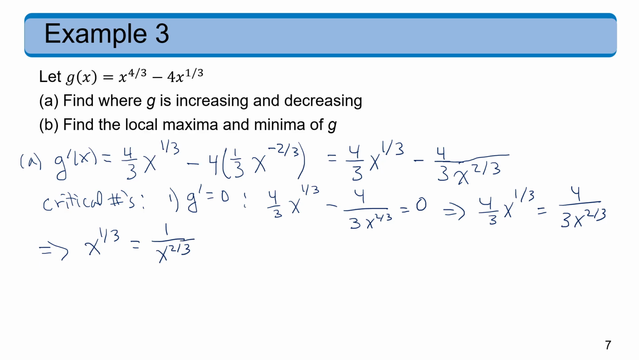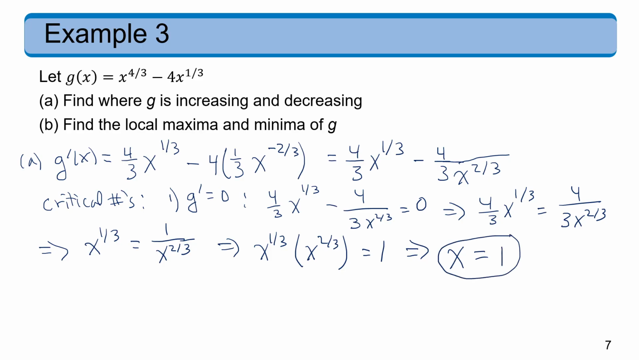Now I'm going to multiply both sides by x to the 2/3. So on the right, I'll have x to the 1/3 is already there, and then we're multiplying by x to the 2/3. The right side becomes just 1. Now on the left, in that situation, we add the exponents. So 1/3 plus 2/3 is 3/3, so it's just x to the first power, and on the right, it's 1. So this is a critical number that came from our first case. It makes g prime equal to 0.